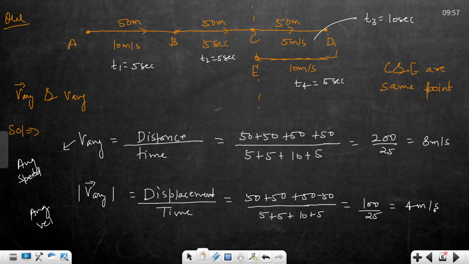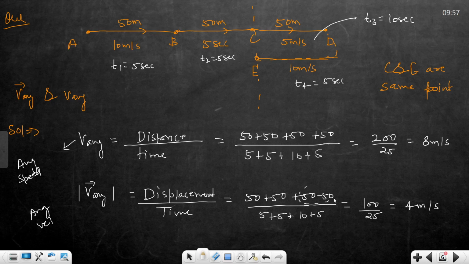Clear? So in the velocity average, why have we taken all the 4 points? Because we will take the displacement first. It is 50, then 50, then 50, then minus 50. But the final point is C only, so you can just take 100 directly. You can also calculate it by just 50 plus 50. It is the same thing, because this is coming to be 0.